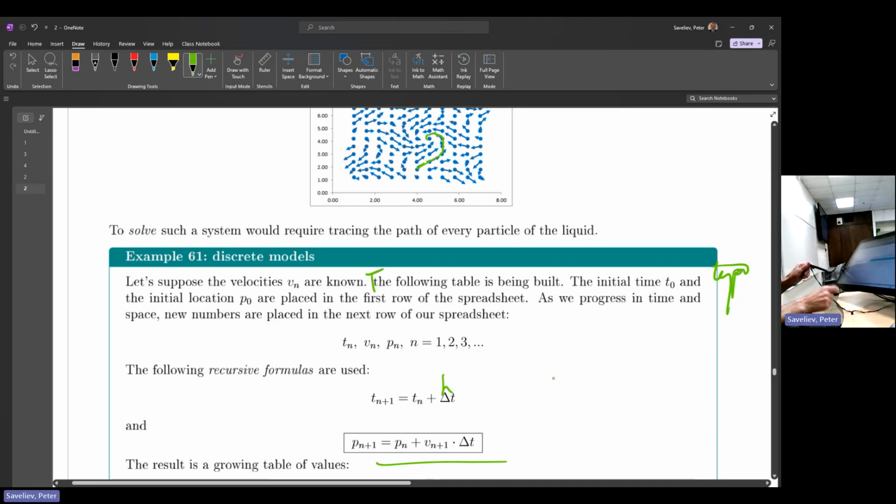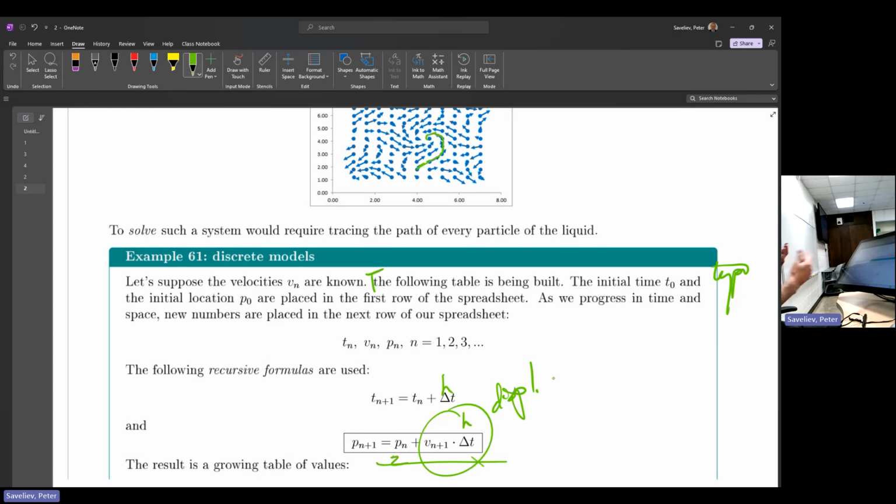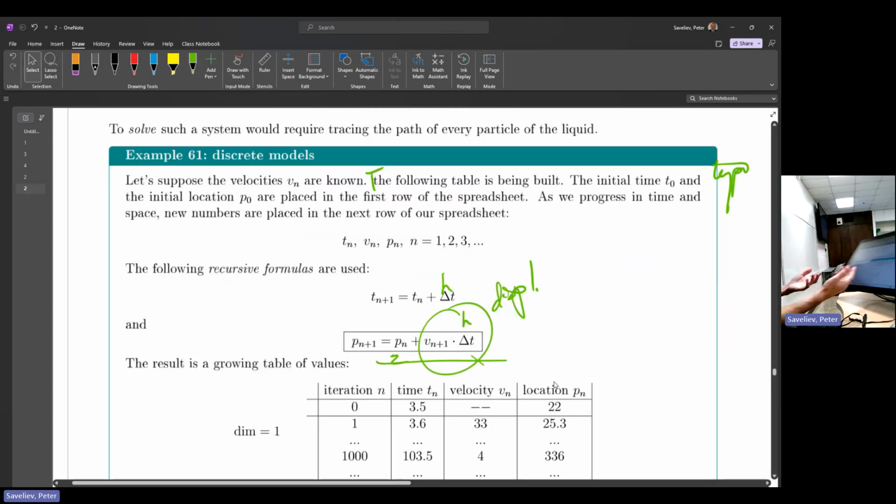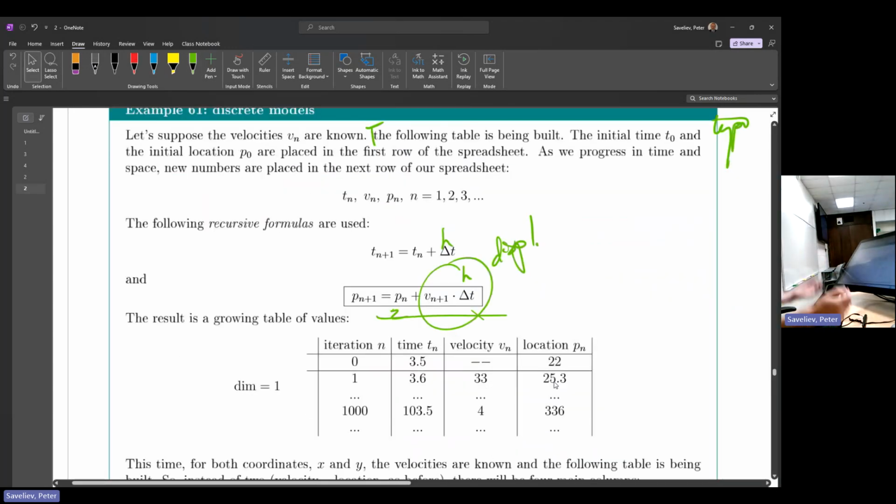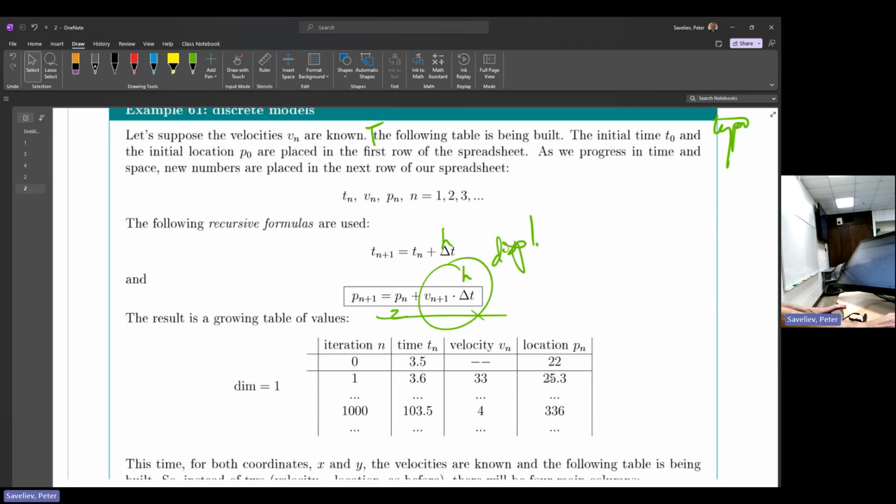As you can see, delta t is our increment of time, and you multiply velocity by the increment of time, which gives you the displacement. Then you add the previous location to the displacement to end up with your next location. It's as simple as it gets. It is nothing but a table of values. So what's the difference now? Now we have two of them.